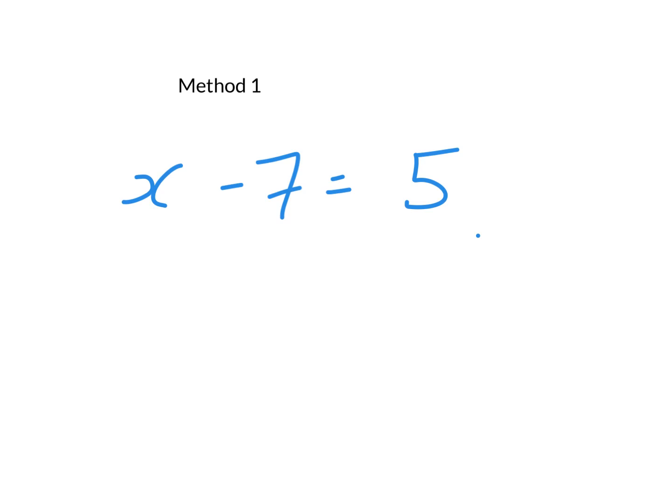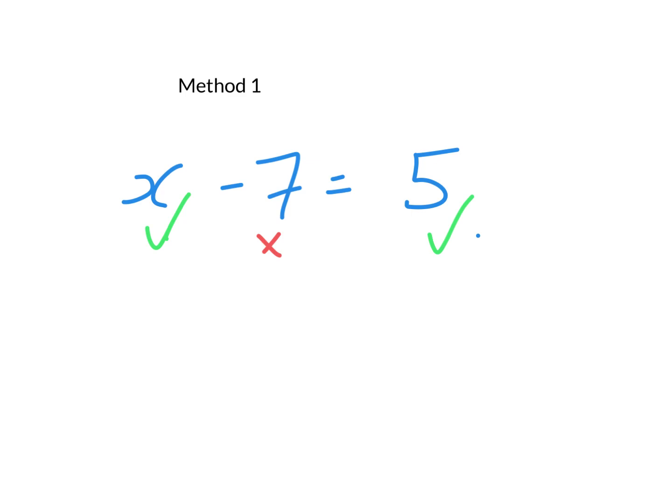This is the method you're probably familiar with already. What we like to do is keep our x terms on the left hand side and our normal terms on the right hand side. So x over here is good because it's on the left hand side and it's a letter. 5 on the right hand side is good because we like to keep our normal terms or constants on the right hand side. And our -7 here we actually don't like the look of because that's a constant and it's on the left hand side. We want all our letters on the left and all our normal numbers on the right.